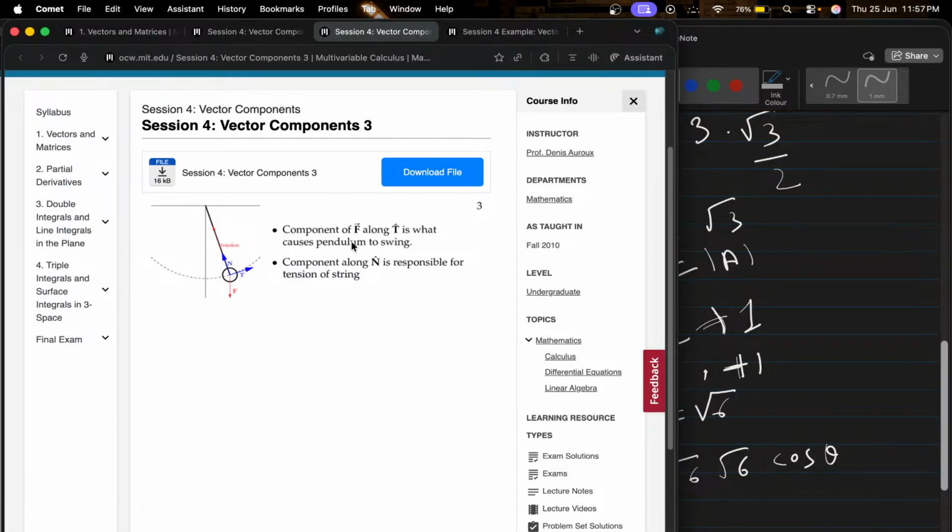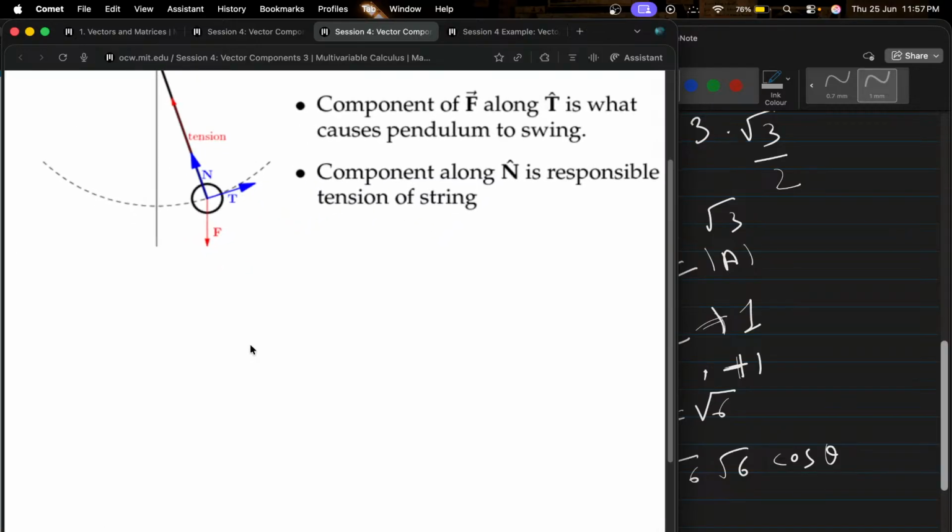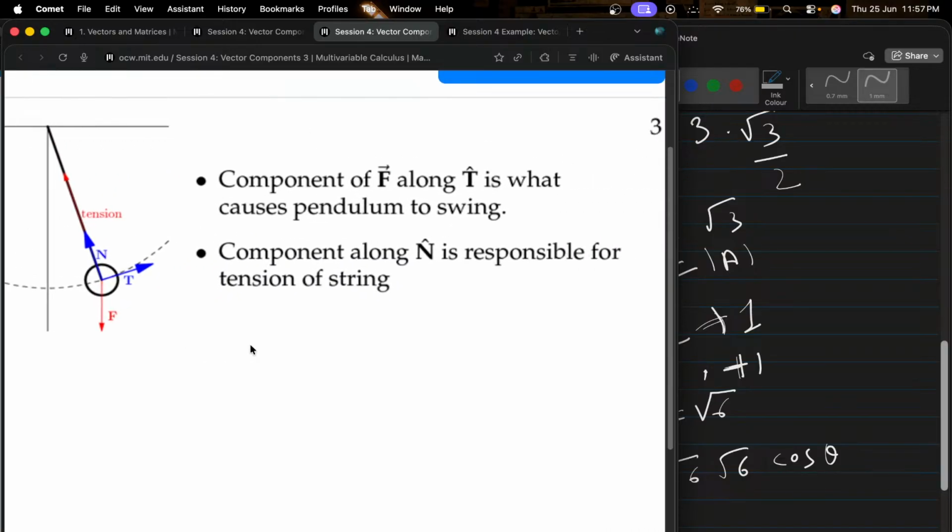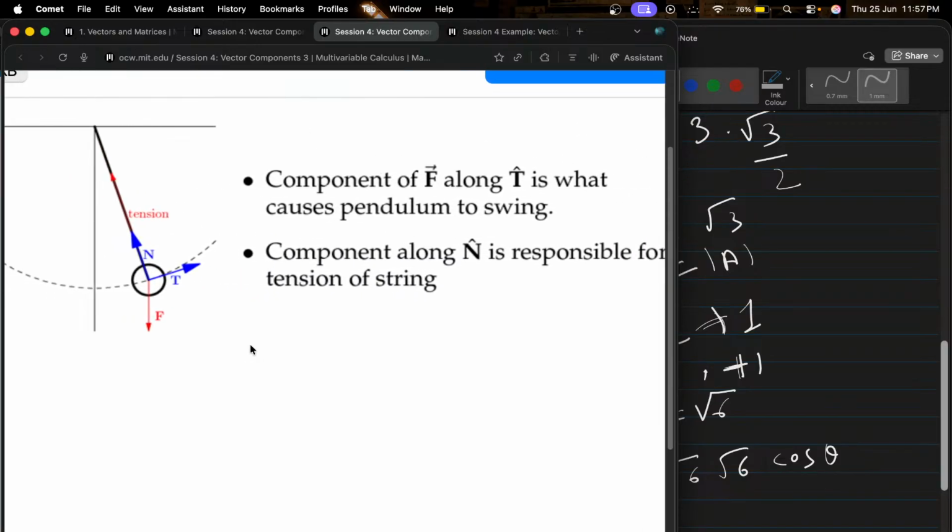So the component of F along T is what causes the pendulum to swing, right? The component along N is responsible for the tension of the string. Yeah. So what do we have to do?